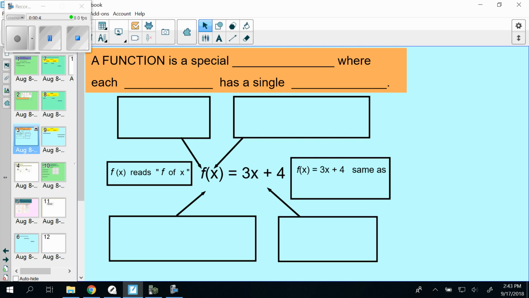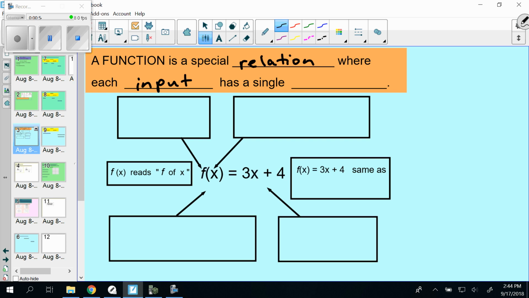A function, what we say then, is a relation, what we were just talking about, where each input has a single output.